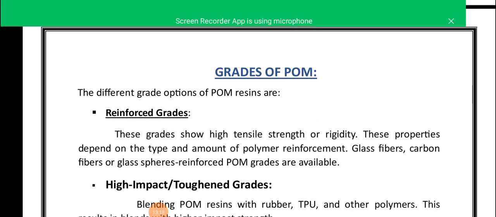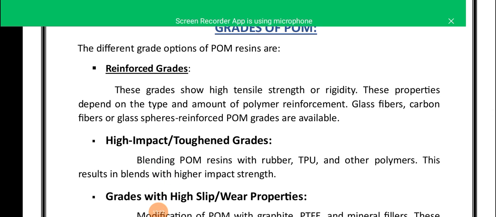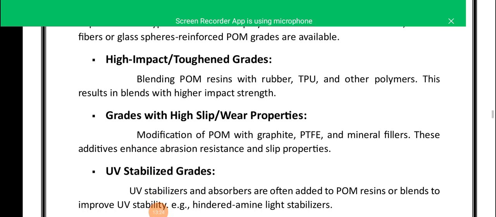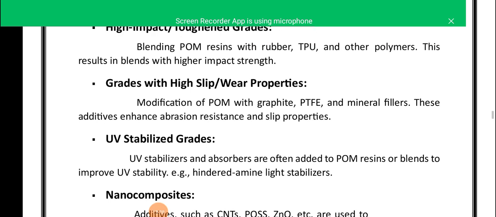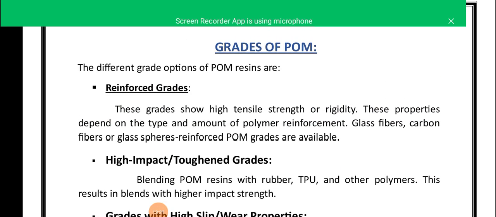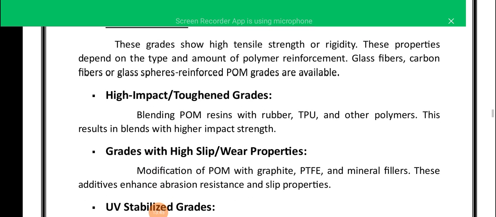Now we discuss grades of POM. The different grade options of POM resins are reinforced grades, high impact grades, grades with slip-wear properties, ultraviolet stabilized grades, and nanocomposites. Reinforced grades. These grades show high tensile strength or rigidity. These properties depend on the type and the amount of polymer reinforcement. Glass fibers, carbon fibers, or glass spheres reinforced POM grades are available.